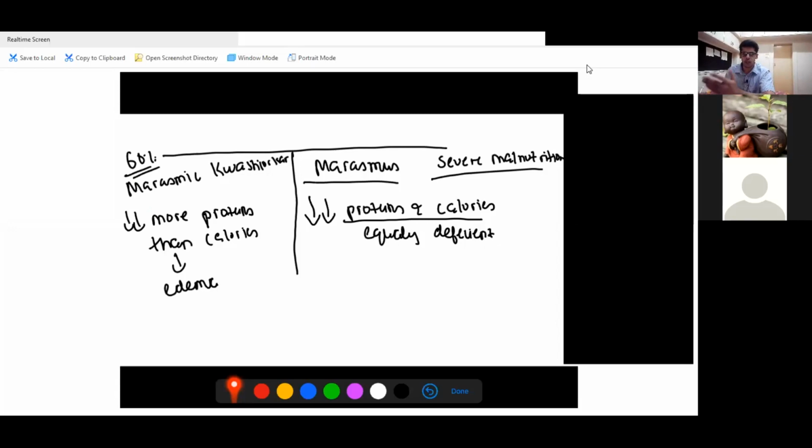Straight away look at the child, look at the child's abdomen. If there is edema, straight away you get the diagnosis of marasmic kwashiorkor. Very simple. We are going ahead. If anyone has a doubt, please let us know.